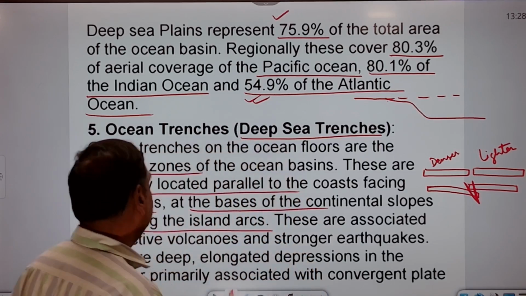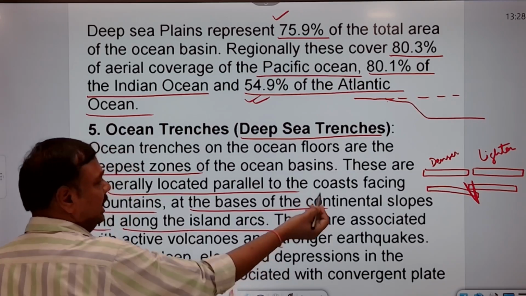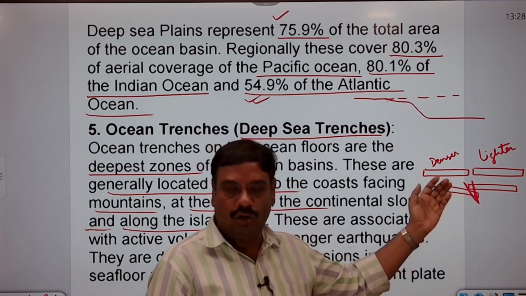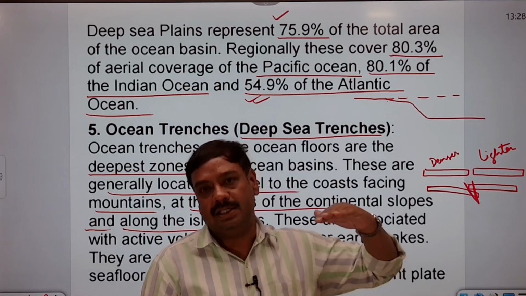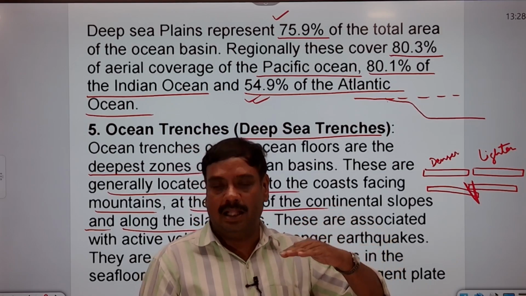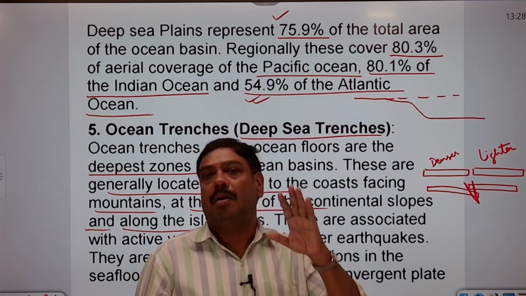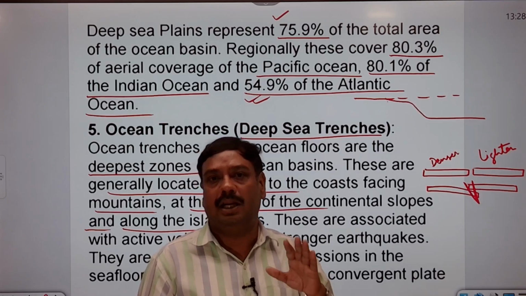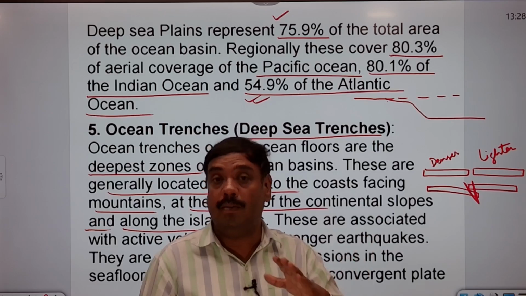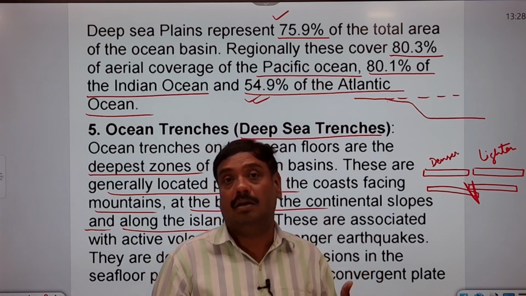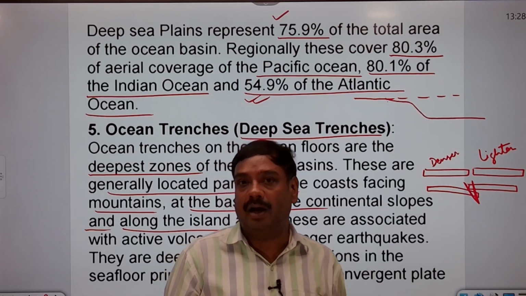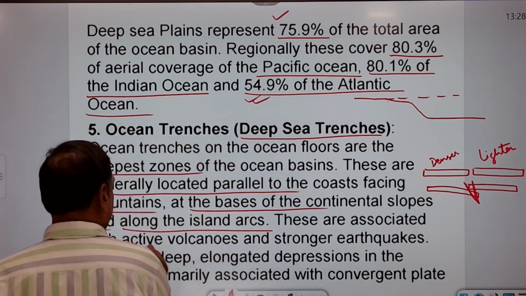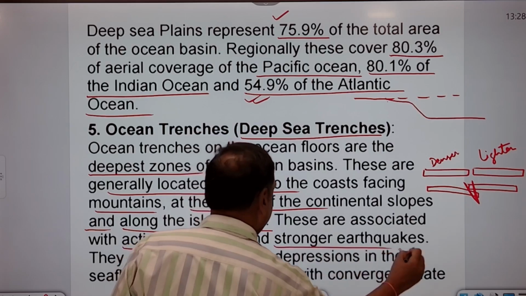So, what is written here? These are associated with active volcanoes. I told you how volcanic eruption takes place. The region where a plate is moving beneath another plate becomes a prime or favorable region for the occurrence of volcanic eruption as well as earthquake. I told you about the Pacific Ring of Fire, which is also an important region there. So, these are associated with active volcanoes and stronger earthquakes.